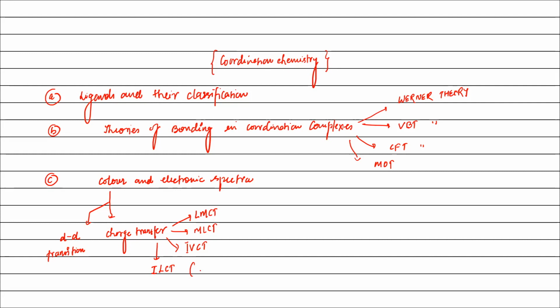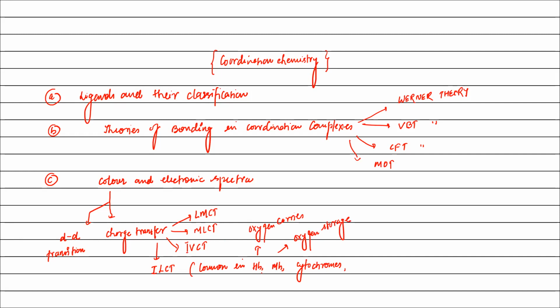This type of transition is common where? Common in hemoglobin, myoglobin, cytochromes. What is the function of hemoglobin? Anyone? Oxygen carrier. Oxygen carrier. Myoglobin? The function of hemoglobin is oxygen carrier, right? Myoglobin, what? Oxygen storage, right? What is the function of cytochrome?